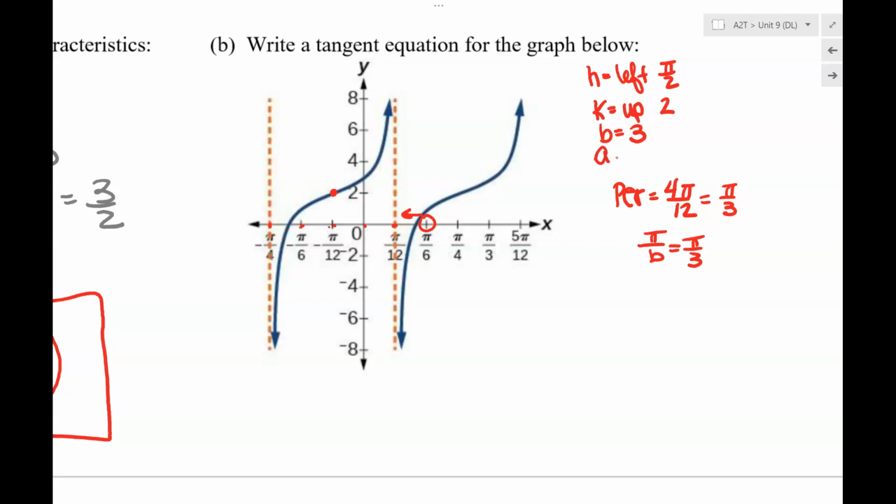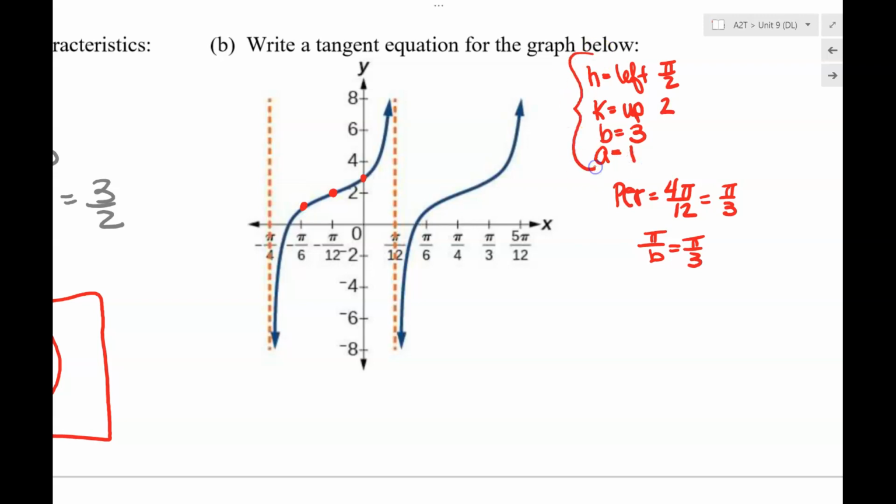That's the last thing. There isn't a reflection because it looks like it still goes down to up, so we're good with that. Let me erase some of this extra stuff. But we do need to figure out if there was an a value shift or not. Okay, so if we're here and we go over 1 tick mark and we're here, does it look as if we go up 1 unit still? And the answer is yes. So the a value is 1.